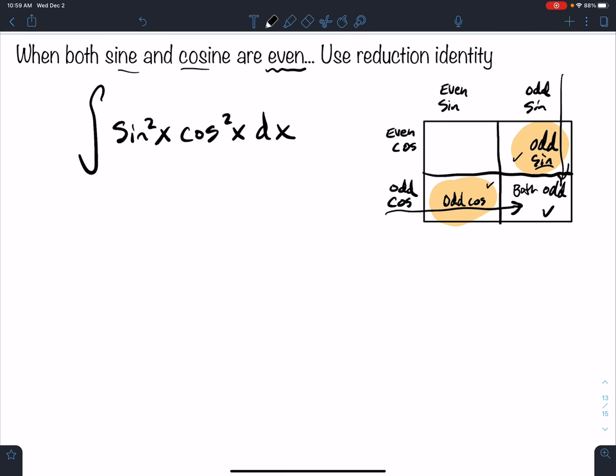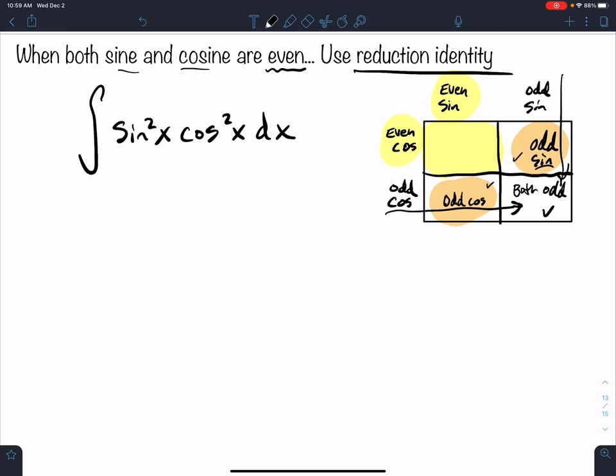So the last scenario that we haven't talked about is what do we do when we can't strip anything off? I can't strip off to write it in terms of the other, and I get that differential that I need because they're both already even and ready to go. So we go to our reduction identity. That's what we're forced to go to.